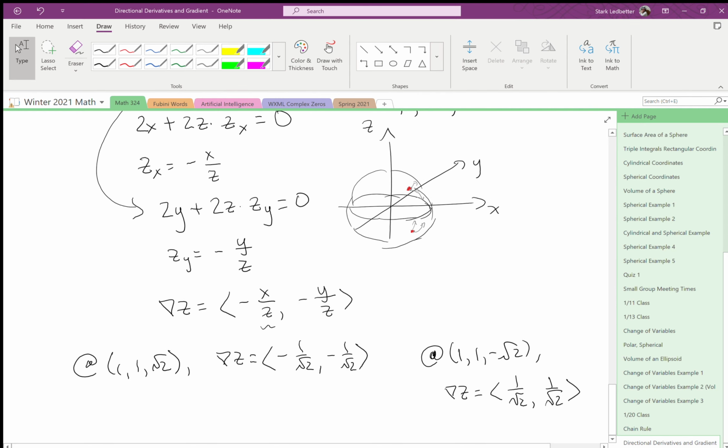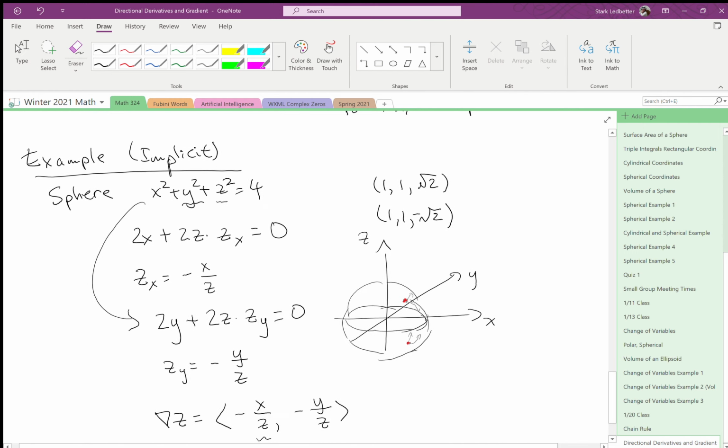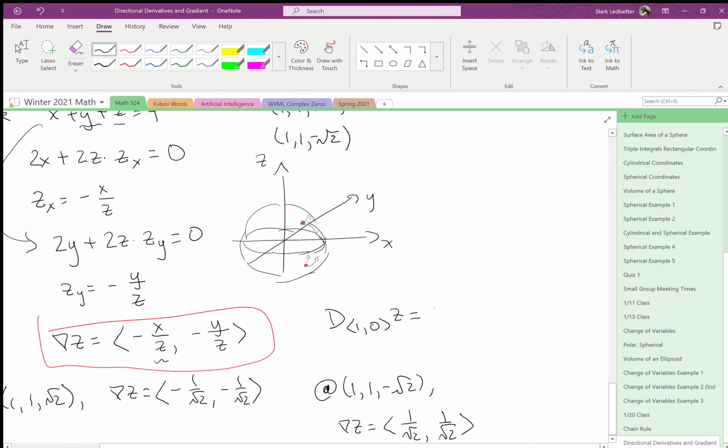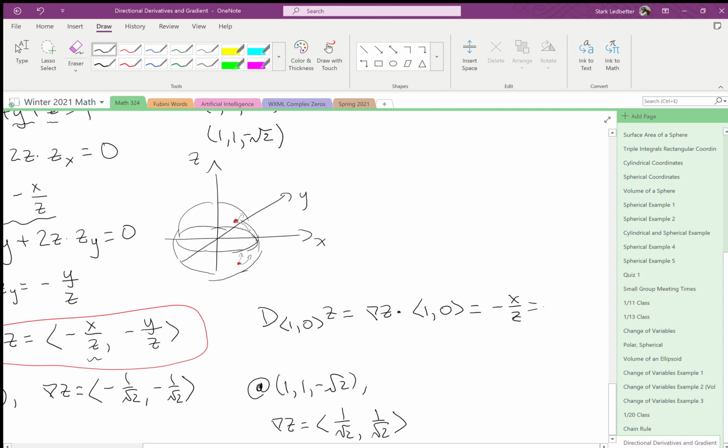So let's go back to, let's do this in general. So the directional derivative, we'll go back to our general format for del of z, and then we're going to do the directional derivative in the direction 1 comma 0, this is just a sanity check, of z is del of z dotted with the vector 1 comma 0, right? And so that's negative x over z. Okay, that's great. That equals the partial derivative of z with respect to x.